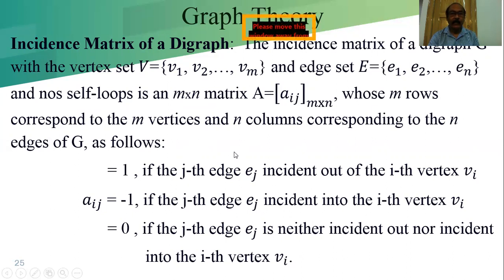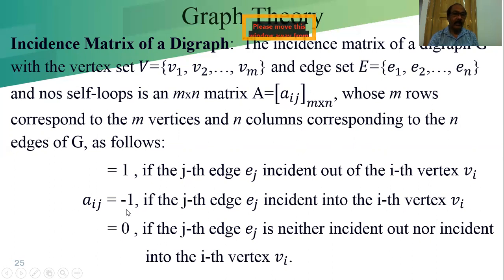One is called the start vertex, another is called the end vertex. From the start vertex, it is incident out, and in the end vertex, it is incident in. That element Aij is equal to 1 if the jth edge Ej is incident out from the ith vertex. From which vertex it is incident out, that corresponding value of this vertex is 1. Aij equals -1 if the jth edge is incident into the ith vertex. That means the end vertex value will be -1, where the edge is incident in.